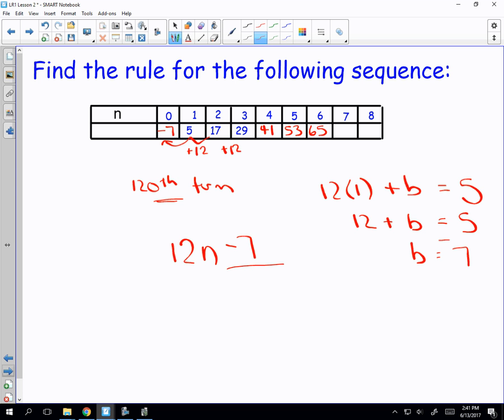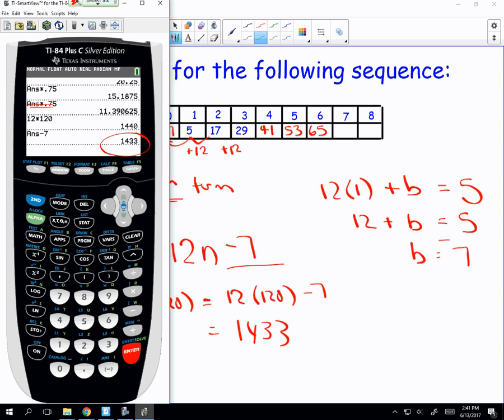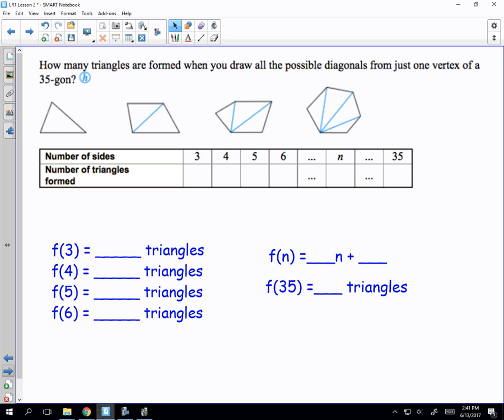So if we're looking for our n of 120, we would just do 12 times 120 minus 7, and that would give us the answer for the 120th term. So 12 times 120, enter, minus 7, enter, and we get our 120th term, which is 1433.